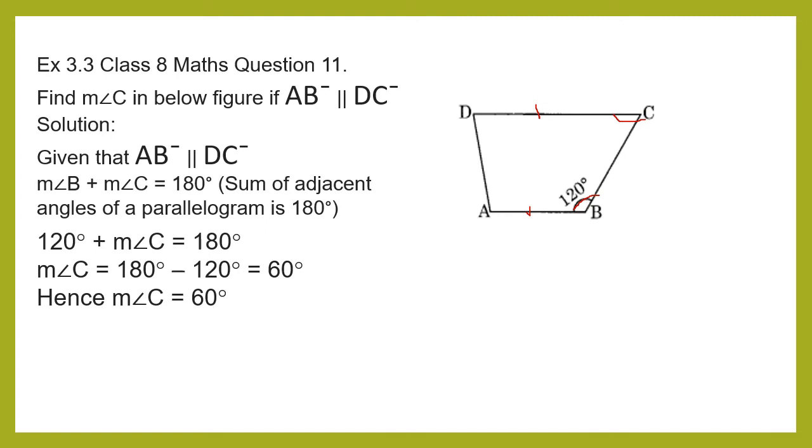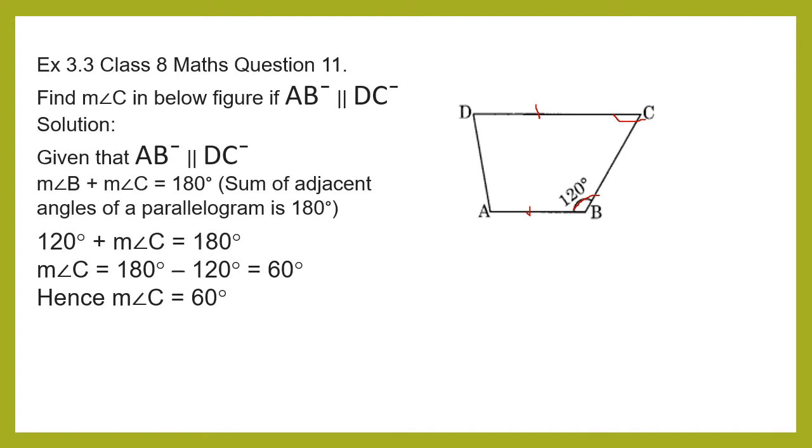If 120 goes from 180 degrees, we get 60 degrees. So the measure of angle C is 60 degrees. I hope you understood this problem, children. Here the simple property we used is that it is not a parallelogram, it is a trapezium itself, but the sum of the adjacent angles between the parallel sides is always 180 degrees. That means they are supplementary.